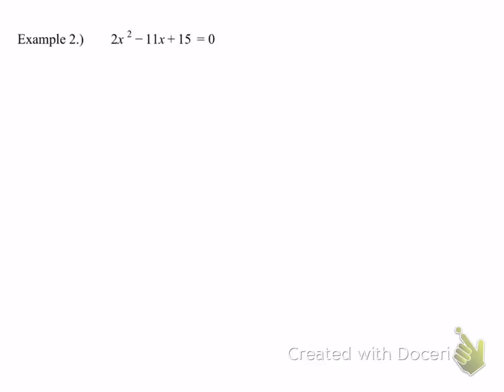Let's go. Number 2. Again, we have a coefficient. We have to get rid of it. So we multiply it by the last number. We're sliding it over. That's why this method's called the slide method. So we've got x squared minus 11x plus 30.